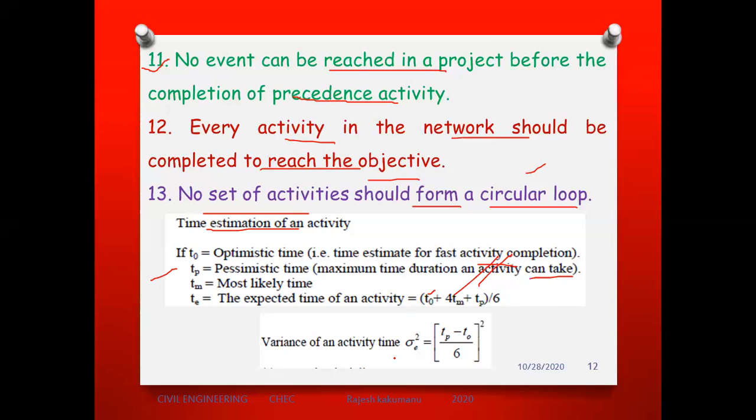Therefore, the variance of an activity time, sigma squared, we write as (TP minus T naught) divided by 6, whole squared, right? So this is the variance of an activity time whenever you are coming across any problem, right? Next one.